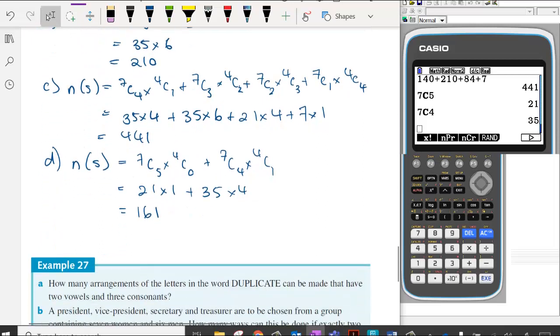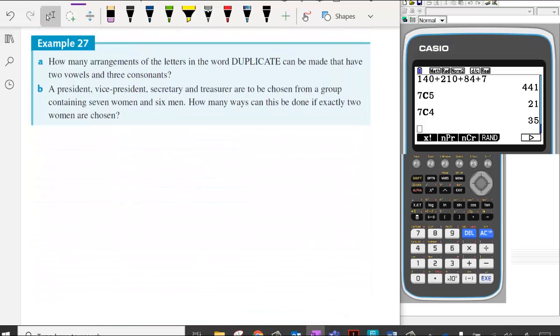Okay, so we'll move on to the next example. In this one, we're asking in A, how many arrangements of the letters in the word duplicate can be made that have 2 vowels and 3 consonants? So this one is, we're trying to rearrange them, but we're also selecting 2 vowels and 3 consonants.